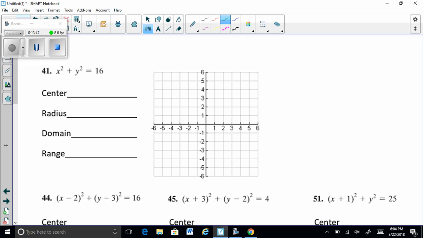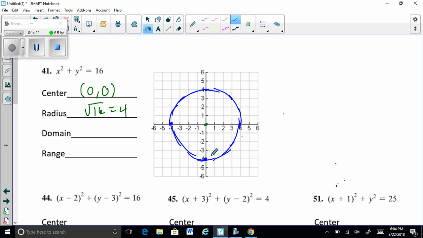So this first one's pretty simple because the center is going to be at 0, 0. Okay. Then the radius, if you square root 16, it's going to give us 4. So we're going to start at 0, 0, and then basically you just want to go in every direction 4 units to help guide you to graph the circle. So we go up 4, to the right 4, to the bottom 4, to the left 4, and then just draw a circle, and there we go. Not too bad. Not too bad.